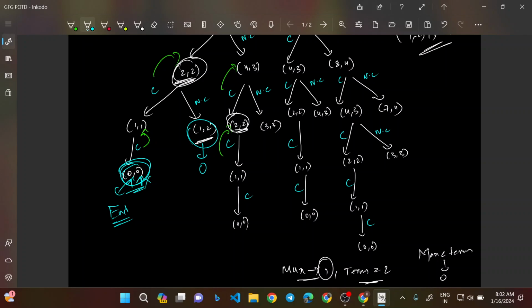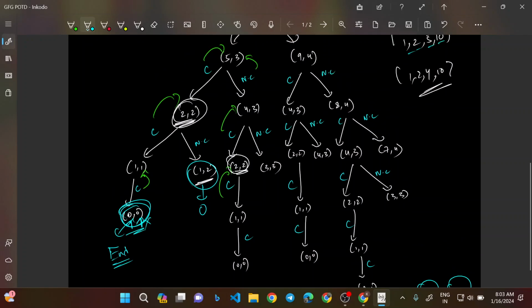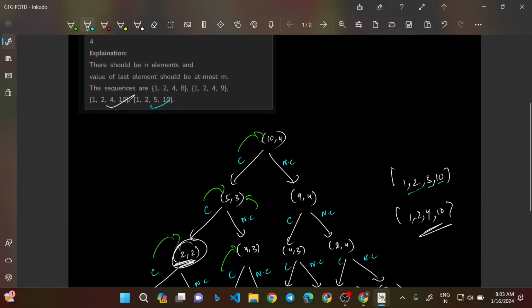You cannot form any sequence having 1 comma 2, or 2 comma 3, or 2 comma 4, anything where your maximum is less than the number of terms. So that is pretty clear, right? This is one of the observations that you need to make. So 1 to 4 10 is also done.